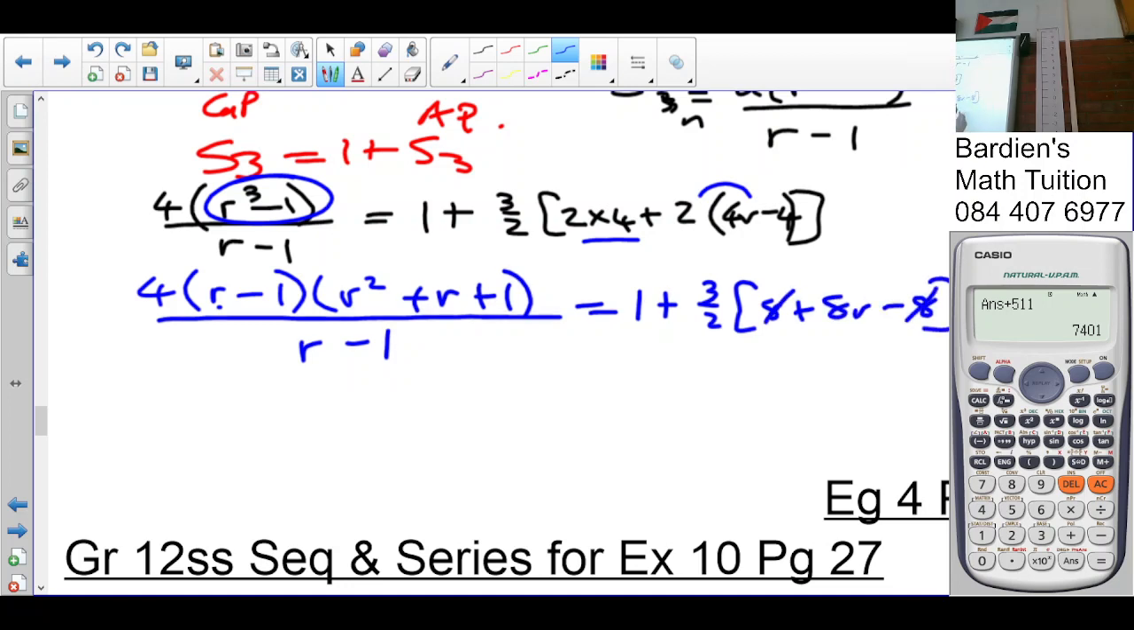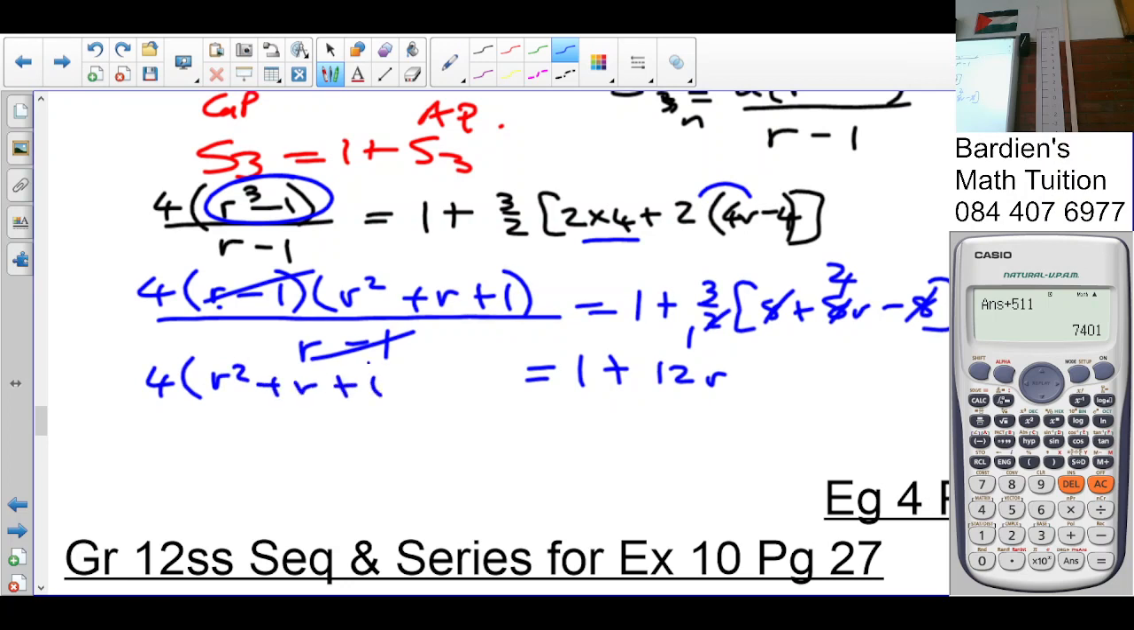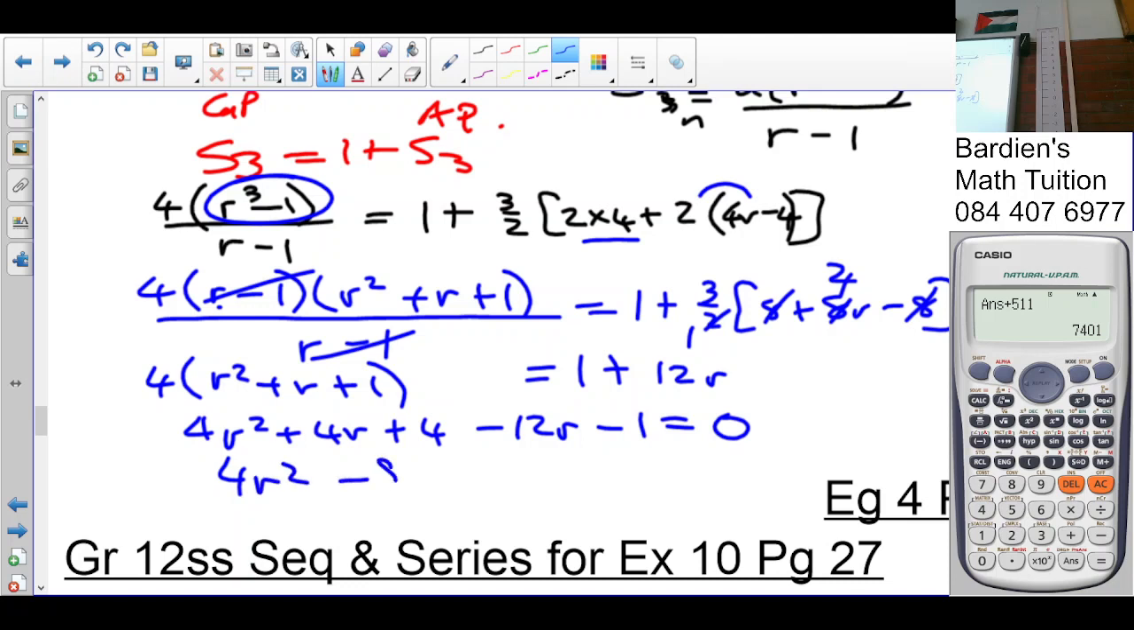Okay, it feels like I made a mistake here. And I'll check now. So it's 1 plus 2 going to 8, 4 times. It's going to give you 12r. That of course cancels, and that's what we wanted. It's 4 into r squared plus r plus 1. We get rid of the bracket, so it's 4r squared plus 4r plus 4 minus 12r minus 1 is equal to 0. So 4r squared minus 8r plus 3 is equal to 0. 3 times 4 is 12, is 6. Now I'm actually correct, surprisingly.